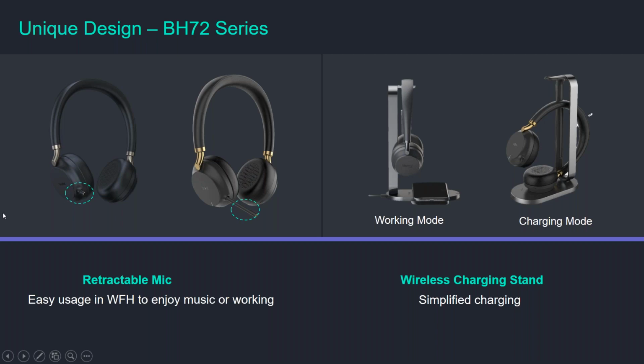It's hidden here. You could put it up and put it in. And if you choose the wireless charging stand version, you could charge your mobile phone wirelessly, while you hang the headset on that charger.